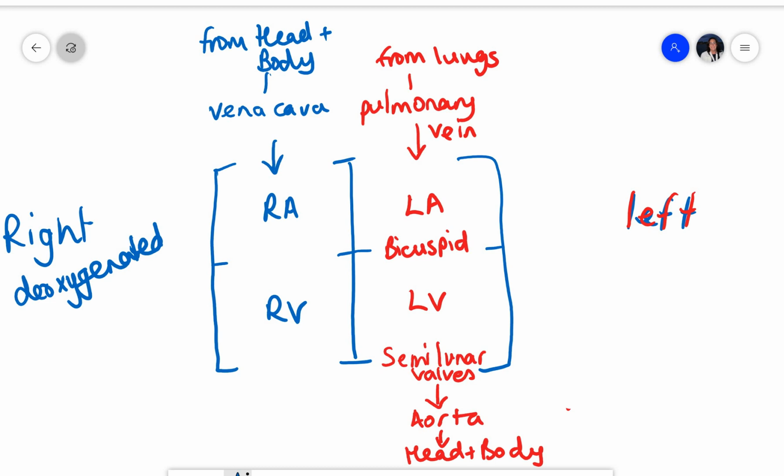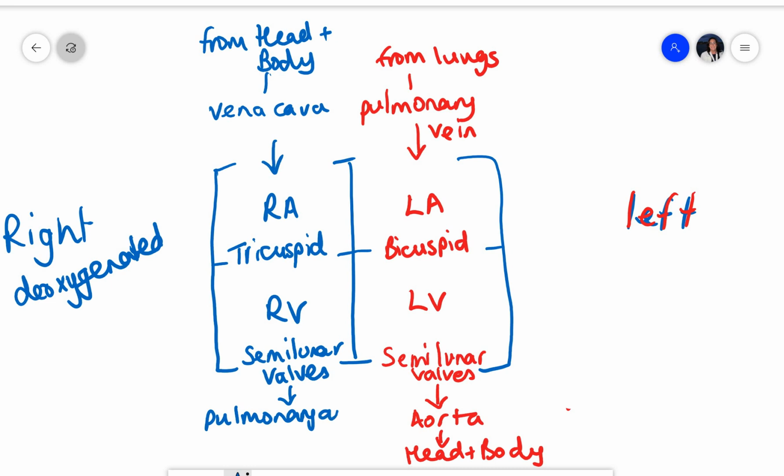It comes into the right atrium, it goes through a set of valves called our tricuspid. It goes into the right ventricle. It leaves the heart through the semilunar valves, out of the heart, away from the heart in an artery. What's the name of that artery? Hopefully you can remember. It's the pulmonary artery. And where is it going to? It's going to the lungs to go and pick up oxygen, okay?